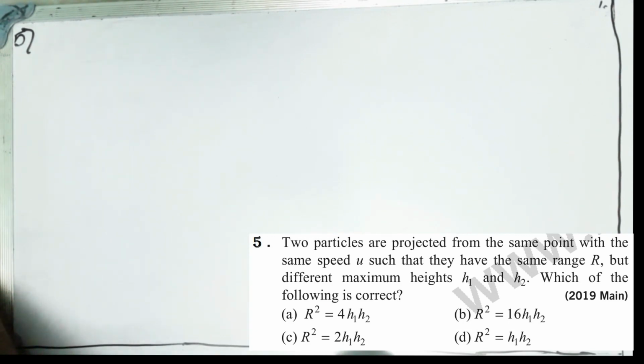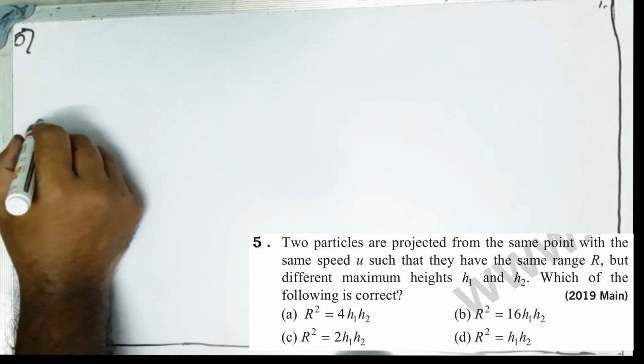Problem number 5. Two particles are projected from the same point with the same speed u such that they have the same range R but different maximum heights h1 and h2. Which of the following is correct?